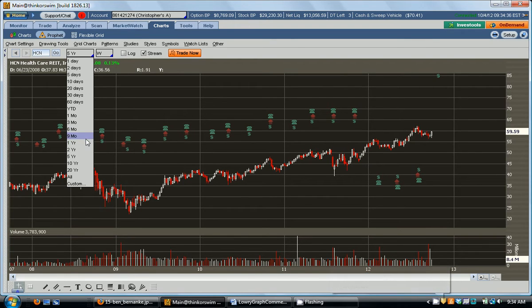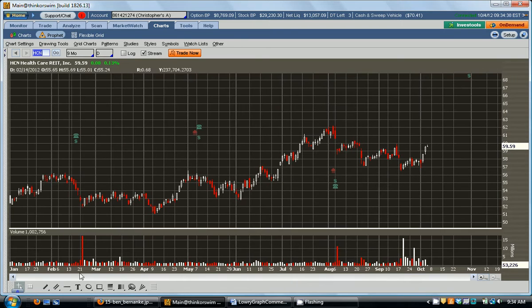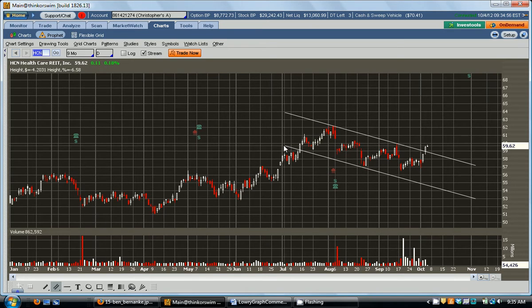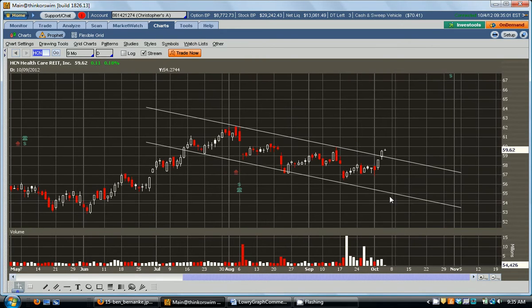But what I am seeing here, we go into this 9-month chart, and we basically have a trend line, and it gives us support right there. Okay, so that's the first step. The second step is if I can draw a channel from the top of this and take it across the bottom right here, we see that yesterday's price movement gave us a little bit of a breakout, and we're having some follow through today.